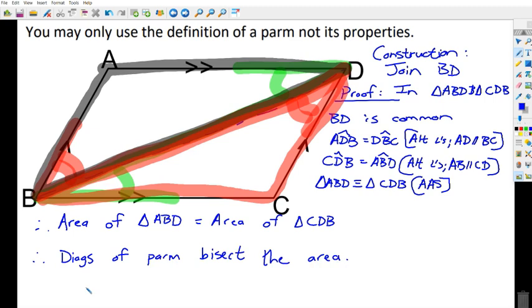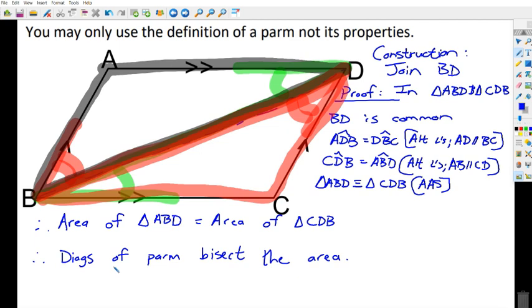And there we go, guys. There are my 3 proofs. Just one thing that you need to remember: with these 3 proofs, you can only use the definition of a parallelogram. That's the only thing you can use. Why? Because we are trying to prove that the properties are true. I hope that's making sense and cemented in your brain.